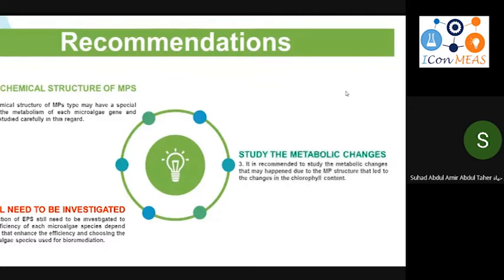It is recommended to study the metabolic changes that may happen due to the microplastic structure and lead to a change in the chlorophyll content. Thank you for listening.